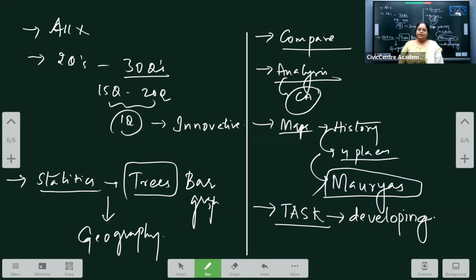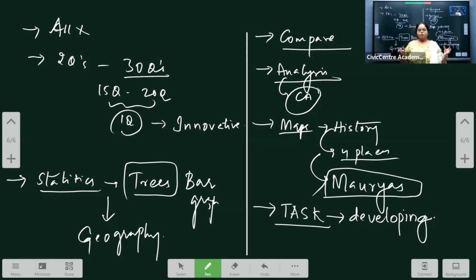Once you're aware of it, then you know what is happening in current affairs. Once you have this in the back of your mind, whenever you're reading some topic, you will immediately be able to connect. When you're making questions across different subjects, you will be able to interlink one subject to the other and make more analytical questions.